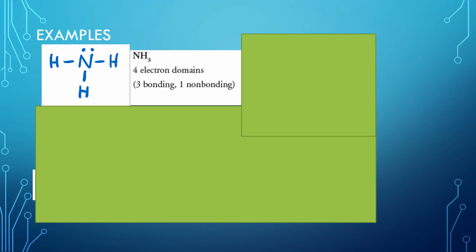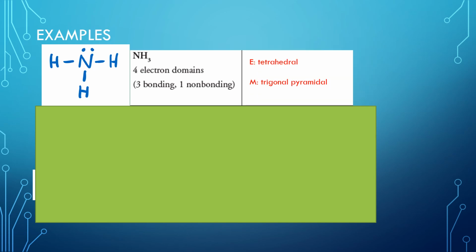So you have NH3, ammonia, nitrogen trihydride, whatever. 4 domains, but now notice how there are 3 bonds and 1 lone pair. I'll pause for a second. You should know the electron geometry is tetrahedral. However, there are 4 domains, but only 3 of them are actual bonds and one's a non-bonding one. So that means my shape is now technically trigonal pyramidal.